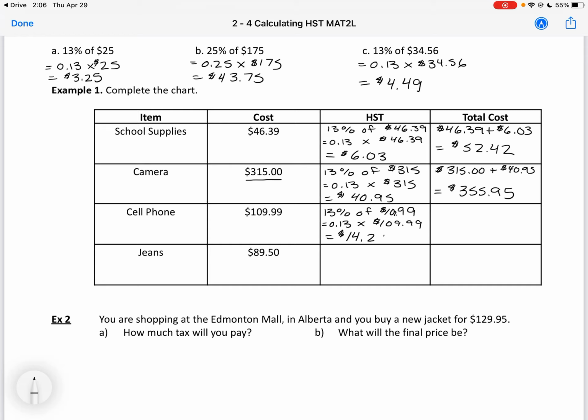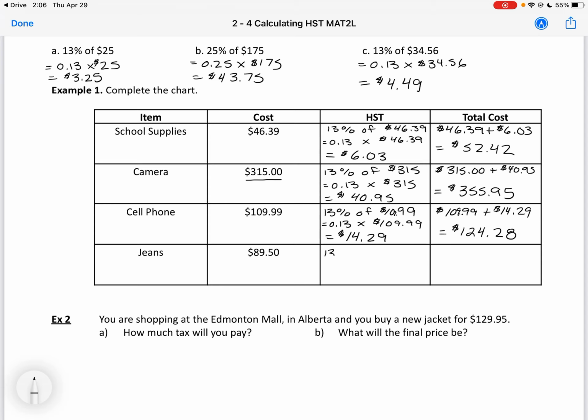So I've got 14.29. My third digit is greater than 5, so I need to round up. To find my total cost, I'm going to add those values together. So my regular price and my HST gives me a total price of $124.28 as my total price with tax.